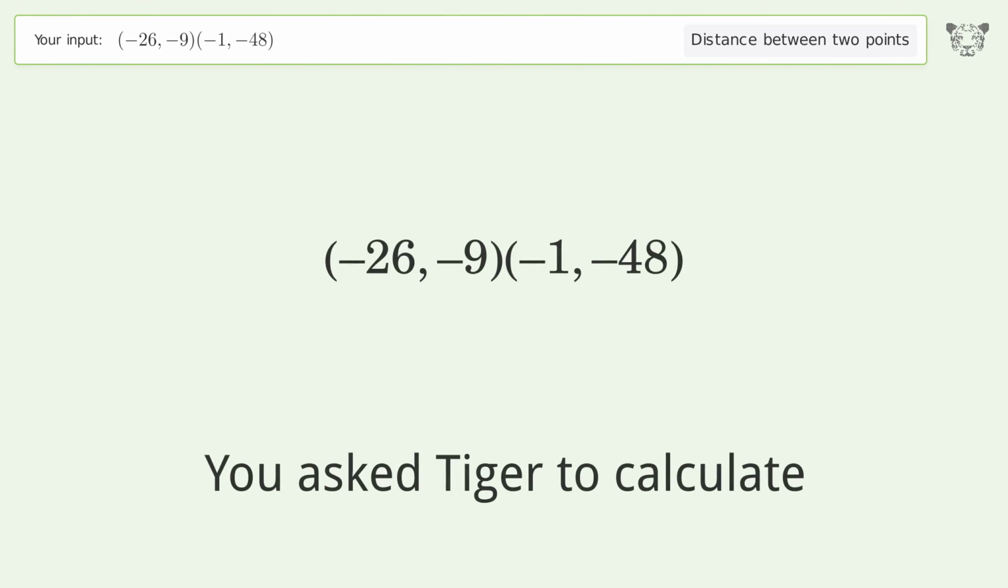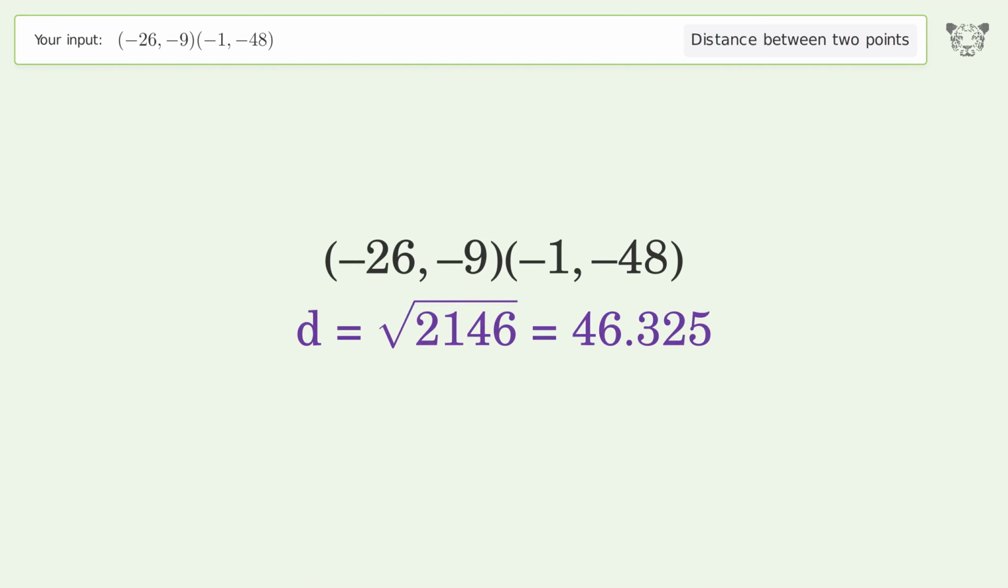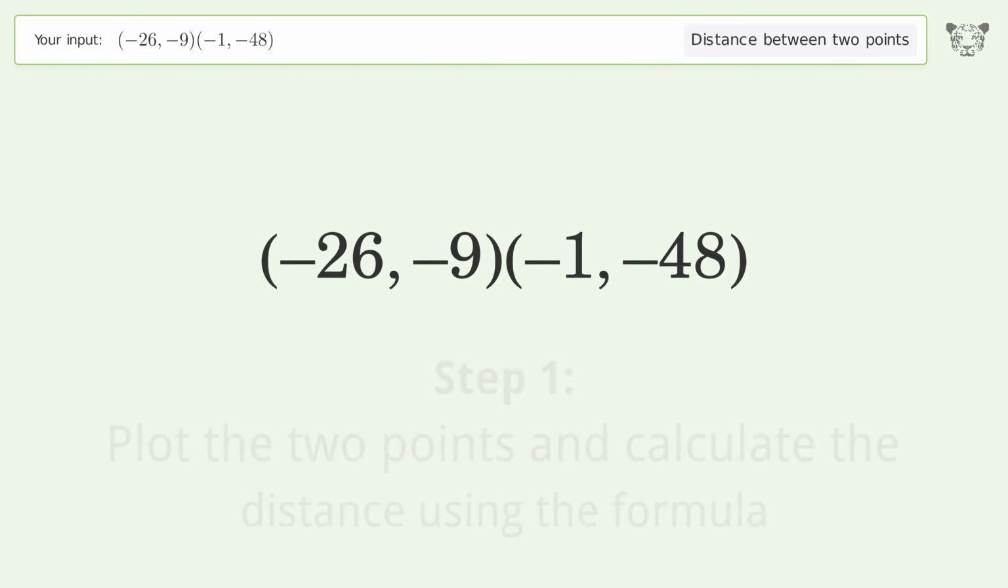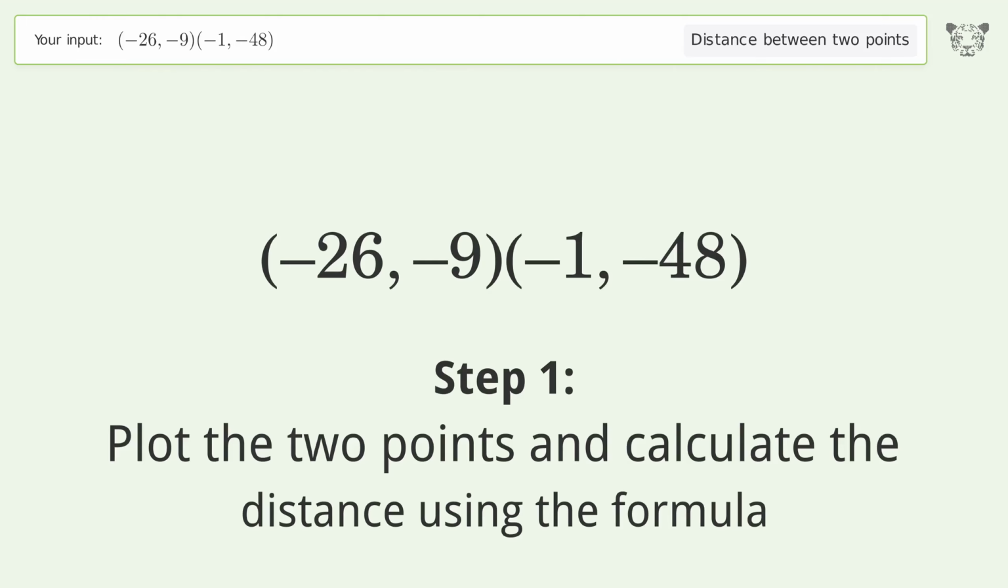You ask Tiger to calculate. This deals with the distance between 2 points. The distance between the 2 points is the square root of 2,146, or 46.325. Let's solve it step by step. Plot the 2 points and calculate the distance using the formula.